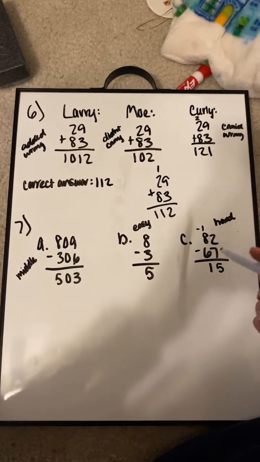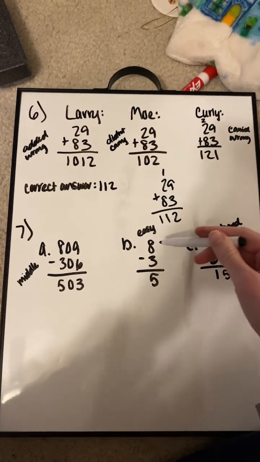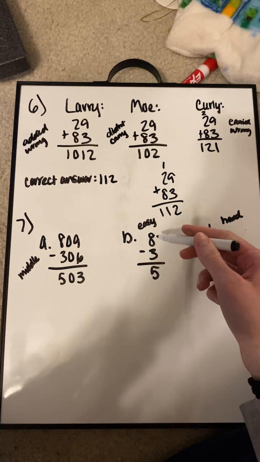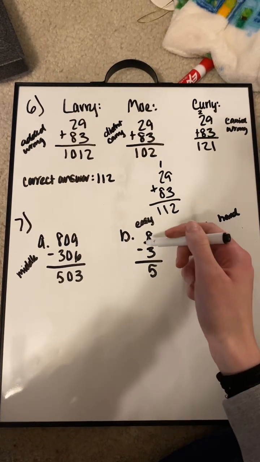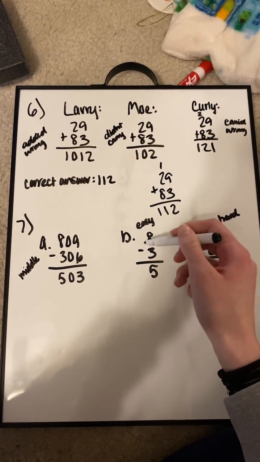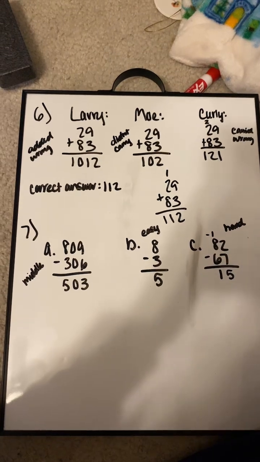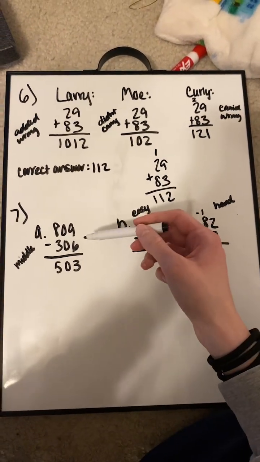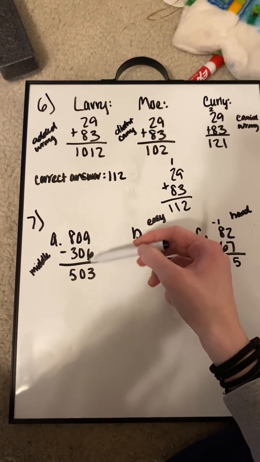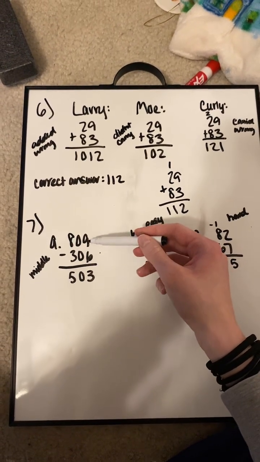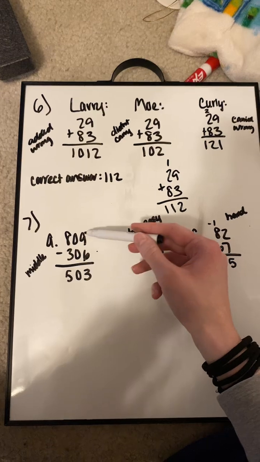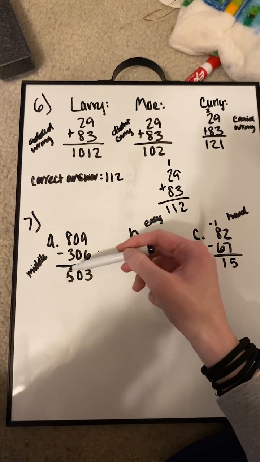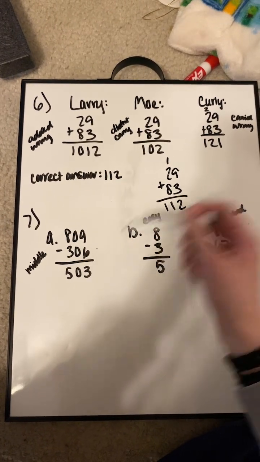And then for problem 7, I said the easiest was 8 minus 3 because you can do it on your fingers. It's just easy to do because it's single digits, so it's 5. And then the middle one, which wasn't easy but wasn't hard, you just subtract down, and they all subtract nice. So 9 minus 6 is 3, 0 minus 0 is 0, 8 minus 3 is 5. So that one subtracted nicely.